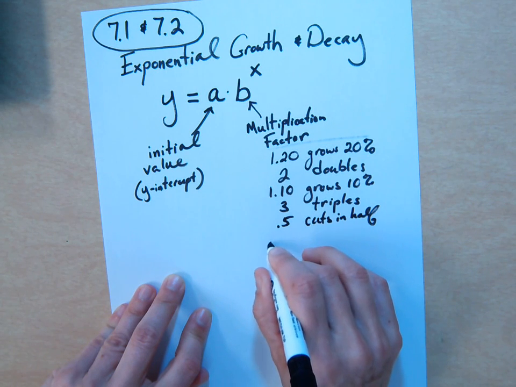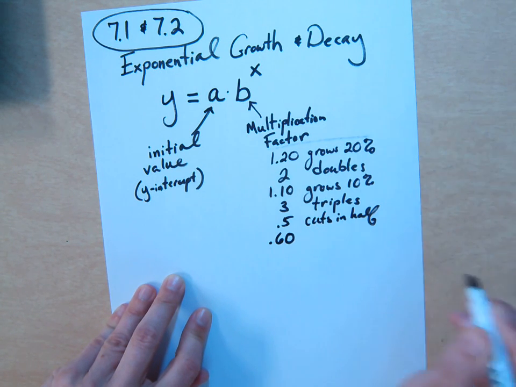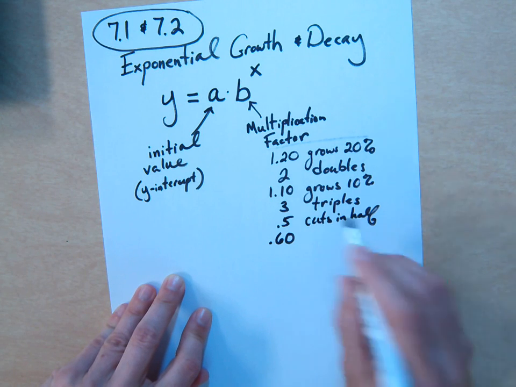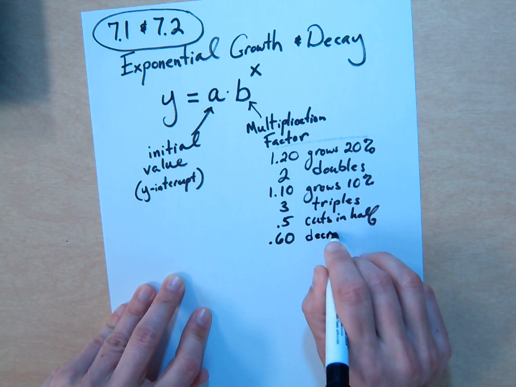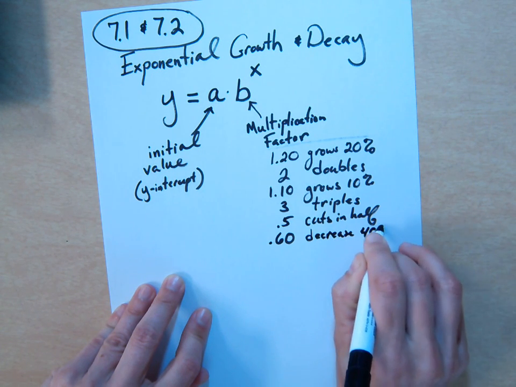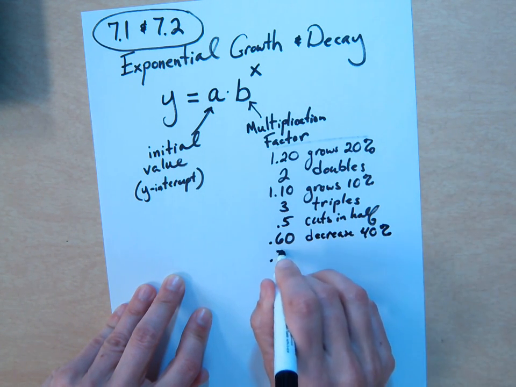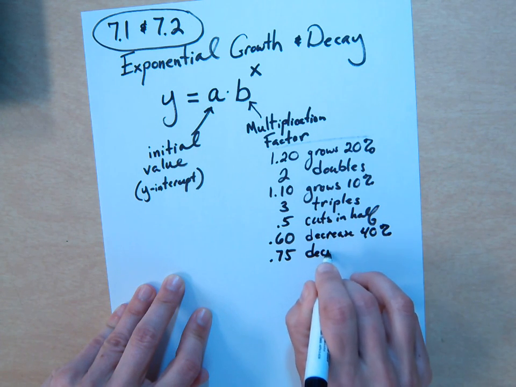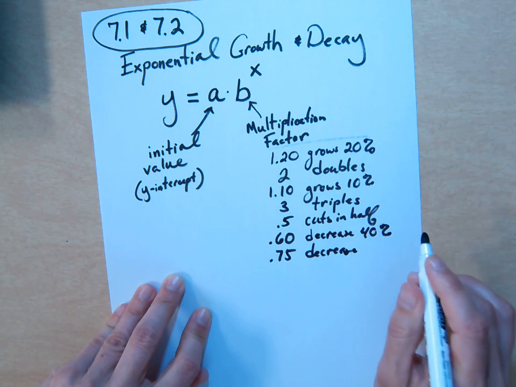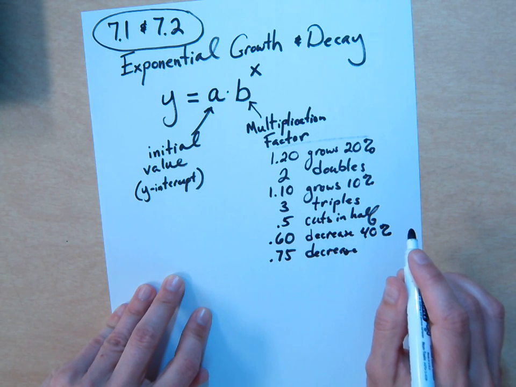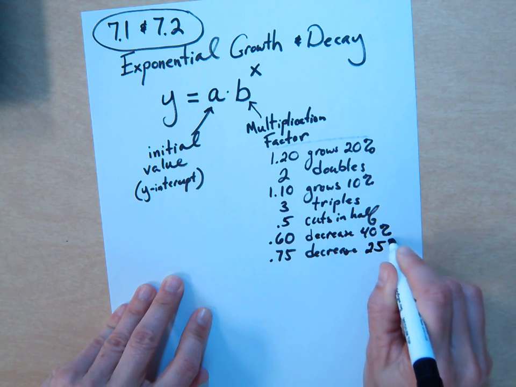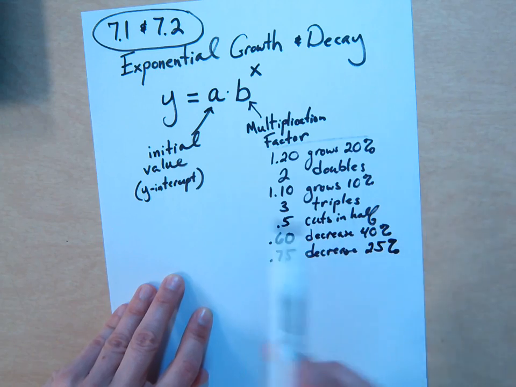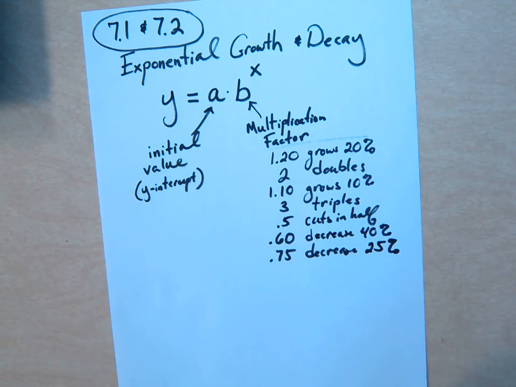Now, interestingly enough, 0.60 gives you 60% of what you started with. That's a decrease of 40%. If it were 0.75, what's that? A decrease of... If you only have 75% left over, you just decreased by what percent? 25%. Yep. Those are just examples of what b could be.